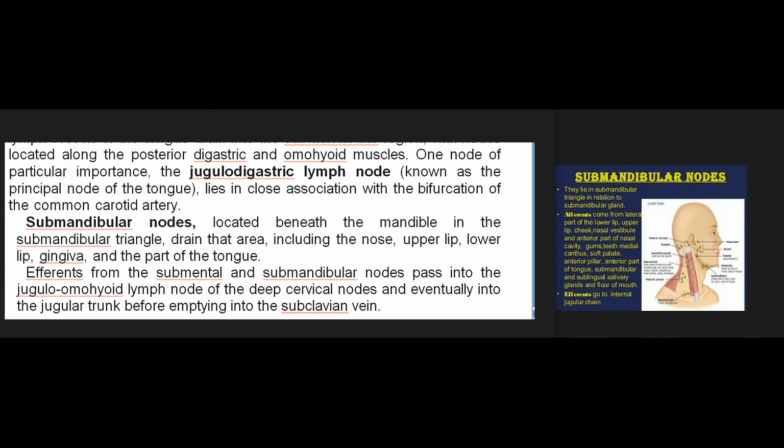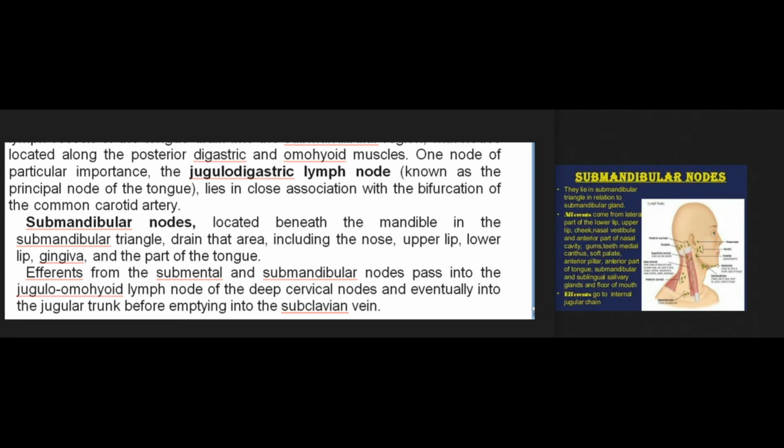Lymphatics. A considerable amount of lymph drains into the submandibular/sublingual area. Lymph from the tongue is drained through several nodes. Submandibular nodes drain the nose, lips, gingiva, and part of the tongue. Efferents from these and from the submental nodes pass through the jugulodigastric lymph node, the principal node of the tongue, which is located close to the bifurcation of the common carotid artery.